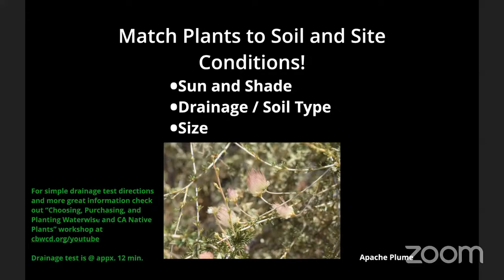That workshop is called Choosing, Purchasing, and Planting Waterwise California Native Plants. It's on our YouTube page. At approximately 12 minutes in, a little bit after that, I go through step by step and show pictures about how to do a drainage test. It's not a huge hole you dig. It's about a foot by a foot by a foot, and then you time it. Basically, averaging out as the water goes down through that hole, after all the soil around it has already been pre-moistened, if the water drains out 2 inches per hour or more, you have pretty well-drained soil. You can plant plants that want well-drained soil.